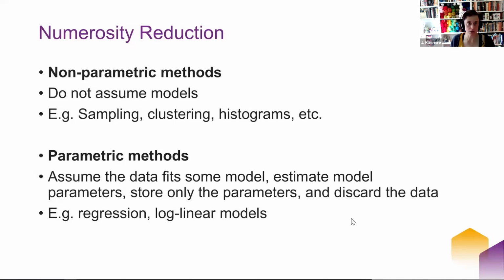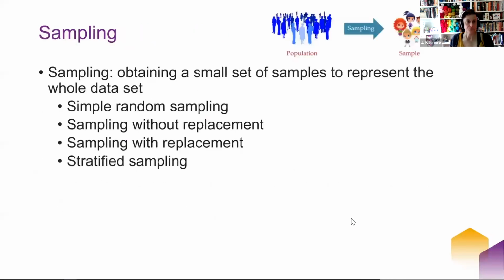People use them a lot, but you may not have thought about using them in the context of reducing super voluminous data. There are other kinds of reduction techniques, like singular value decomposition. You can sort of collapse sparse matrices, and that's another kind of way of doing it. There's lots of options. But let's talk about sampling, because sampling is a really popular one, and it's obtaining a small set of samples to represent the whole data set.